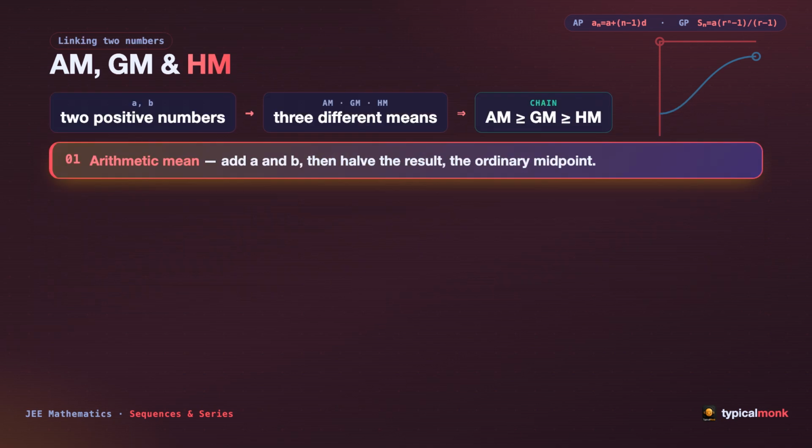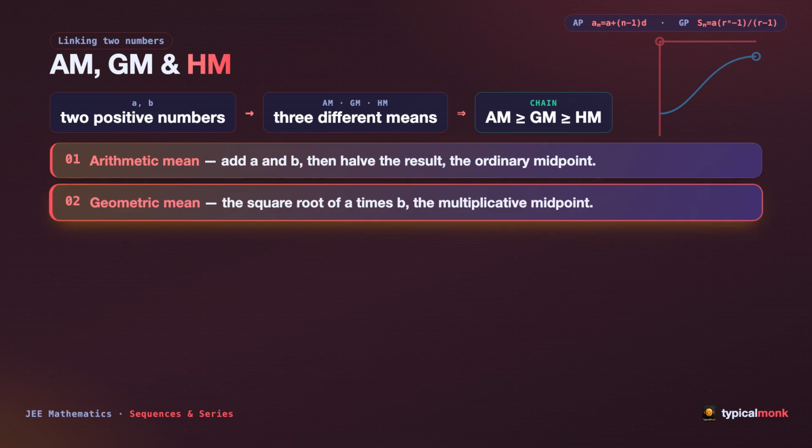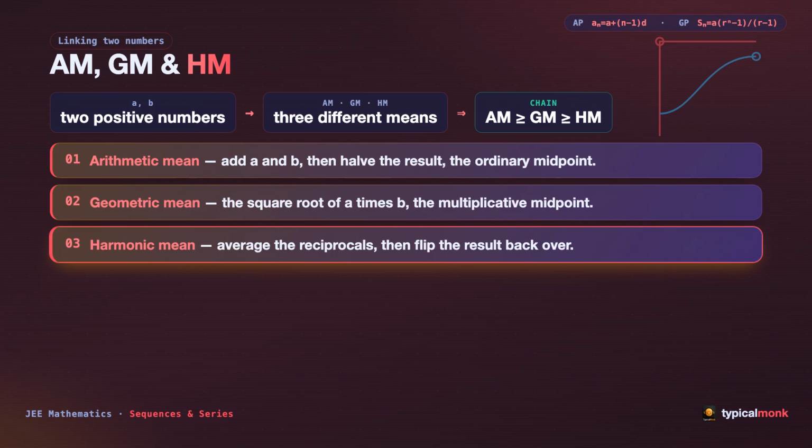Now we link two numbers three different ways. First, the arithmetic mean of two positive numbers, add them and halve the result, the ordinary midpoint. Second, the geometric mean, the square root of their product, the midpoint of multiplication rather than addition. Third, the harmonic mean, take the reciprocals, average those, then flip the result back over. It is the mean built for rates and speeds.